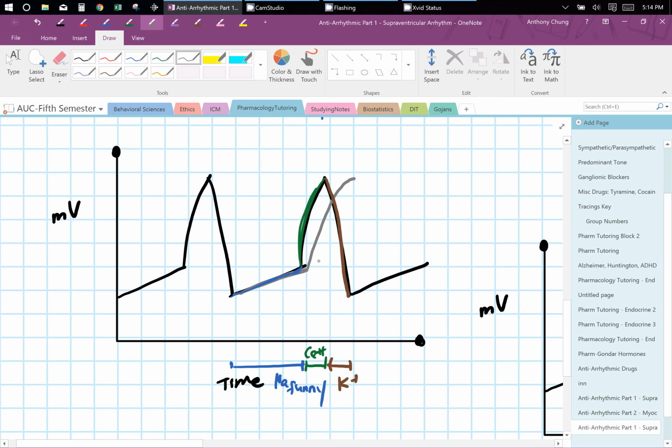And if you want to use the boxes that I have over here, you can notice that this over here is one box before it reaches threshold, and it takes 2 boxes to reach threshold. It's slower. If it's slower and everything else is the same, what do you notice about how fast your heart rate goes? It goes slower. So if it goes slower, are you protecting the ventricles? Yes, you are. Okay. So that's your calcium channel blockers.